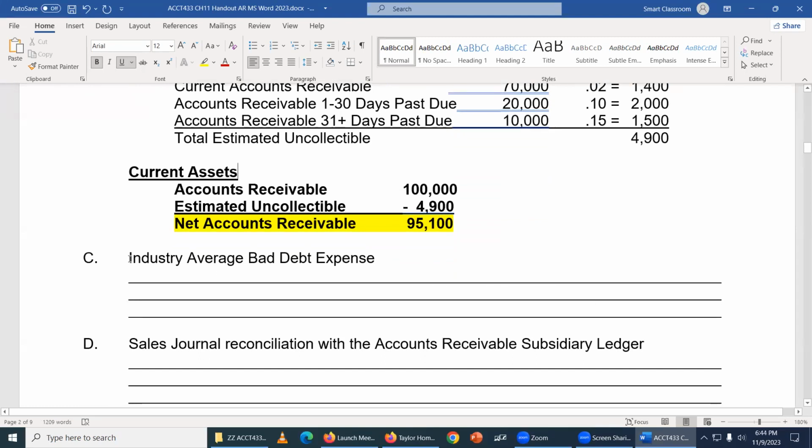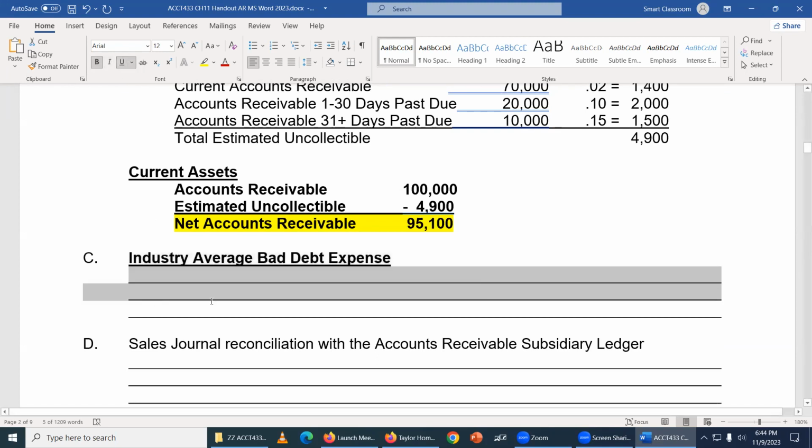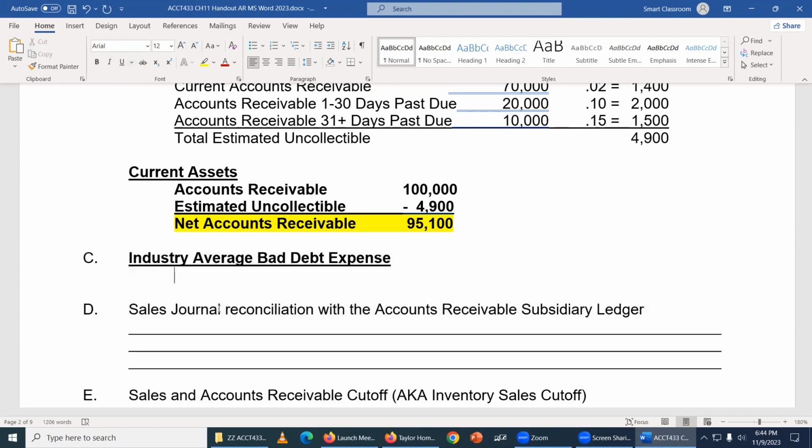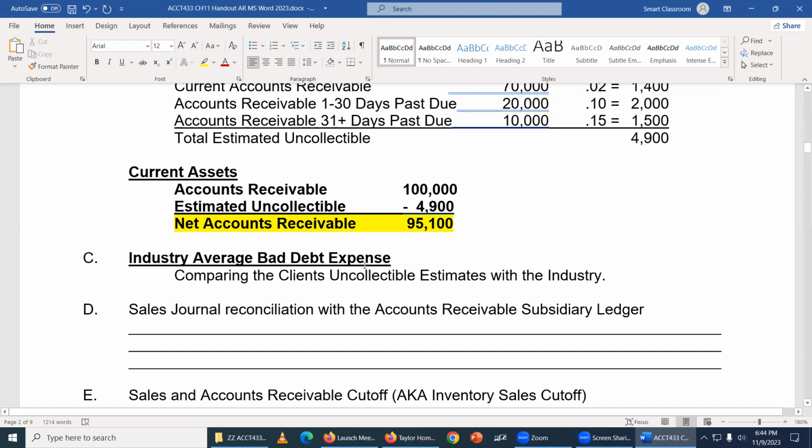Okay, industry average. And this one is kind of a funny one in a little way. I'll tell you why. Industry average is comparing the client's amounts, bad debt, uncollectible expense, with the industry. So you're going to compare what the client says with the industry.